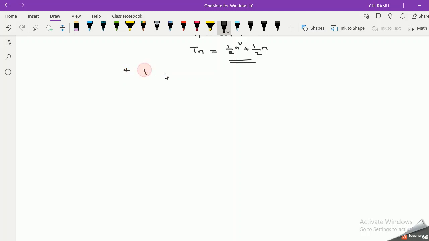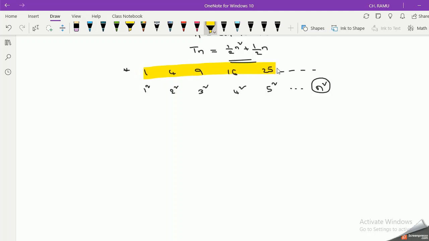Suppose 1, 4, 9, 16, 25. If I give the question like this, we can write directly: 1 can be written as 1 square, 4 as 2 square, 9 as 3 square, 16 as 4 square, 25 as 5 square. Generally the nth term will be what? n square. Now we will do the same problem by using the quadratic sequence, and we will check whether it is right or wrong. 1, 4, 9, 16, 25 and so on.